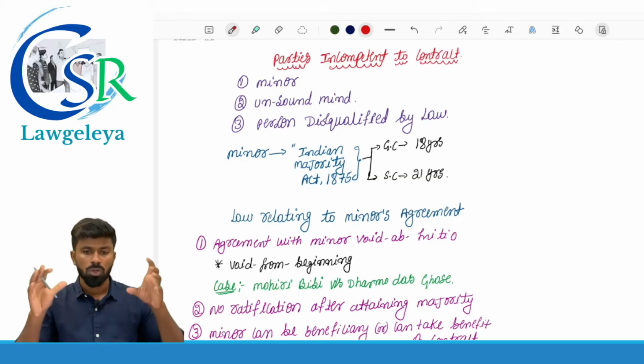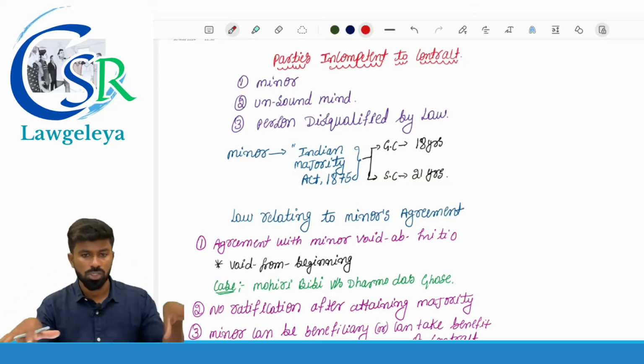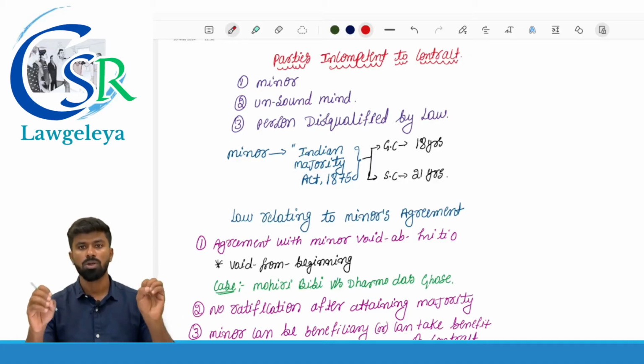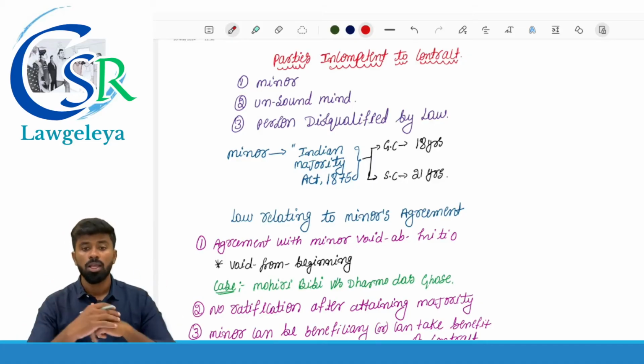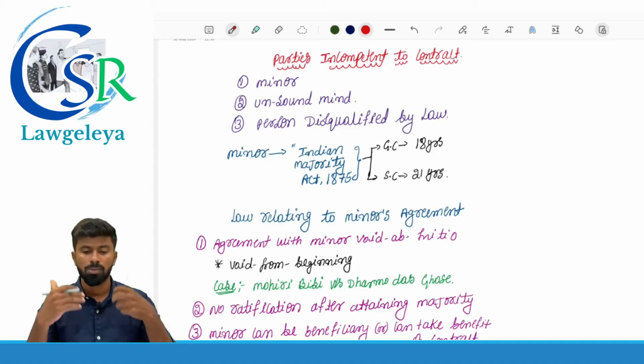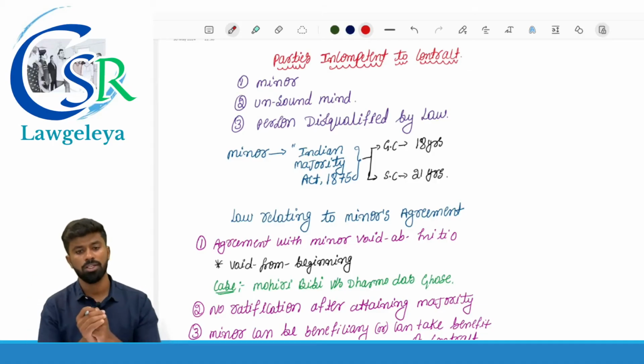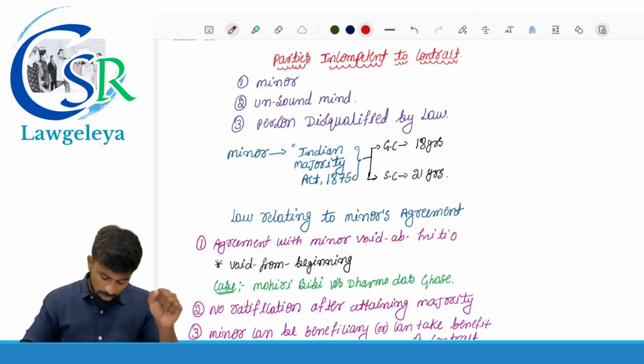That is where the court has appointed a guardian. If natural guardian is not there and the court has appointed a guardian, in that scenario, a person becomes the major at what age? 21 years. General cases 18 years, special cases 21 years.